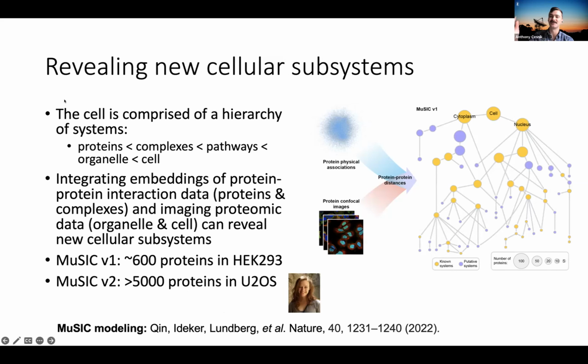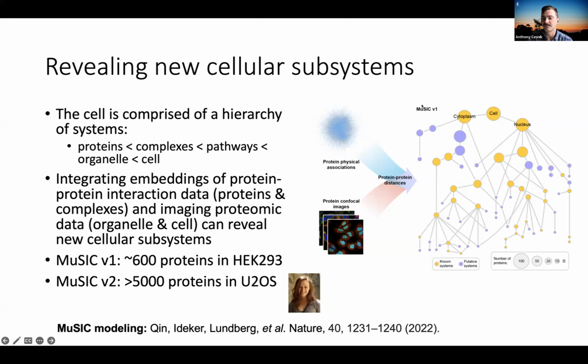And so the idea behind it is the cell is comprised of a hierarchy of subsystems. You have proteins at the smallest level, and then complexes are collections of proteins, and pathways are collections of complexes, and organelles are even larger, and they have several different pathways going on, and then the cell contains all that. And so basically embedding these physical protein distances based on protein-protein interactions and from confocal microscopy images, you can capture this protein level and complex level interaction data with organellar and cell level data, and really reveal new subsystems of genes.